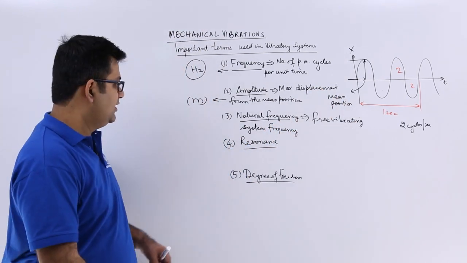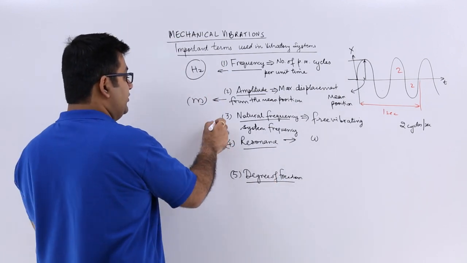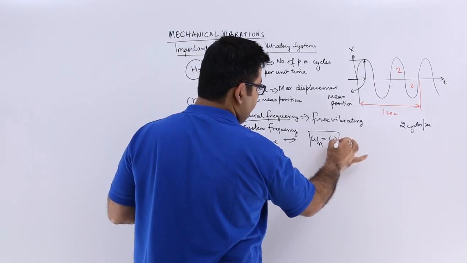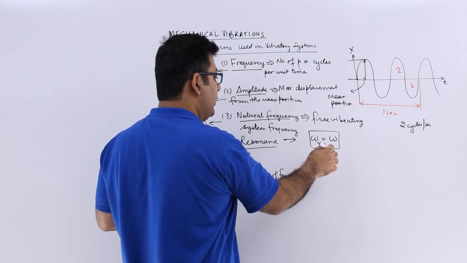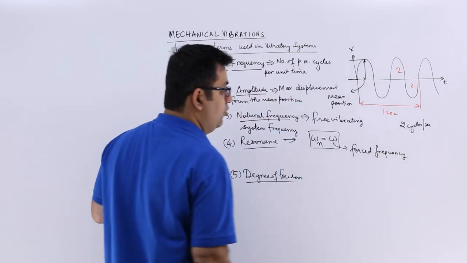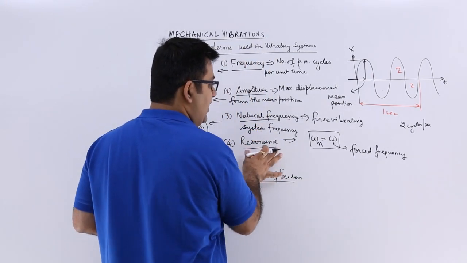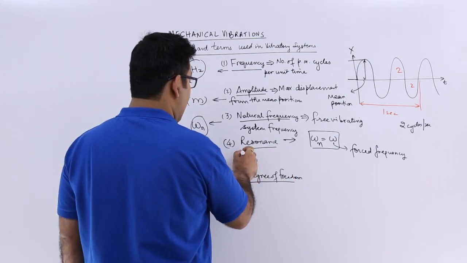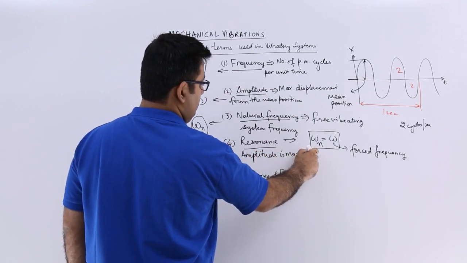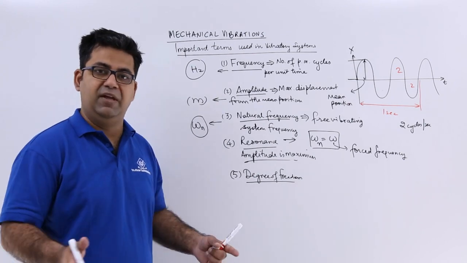The next is the resonance. Resonance is a phenomenon that occurs when the natural frequency, which is denoted as omega n, becomes equal to omega. So this omega n is natural and this omega is the forced frequency, which is due to the forced vibrations. So when the forced frequency becomes equal to the natural frequency of the system, we have a phenomenon called resonance, and in this the amplitude becomes maximum at this condition. And this can result in structural failures, with the entire system collapsing.